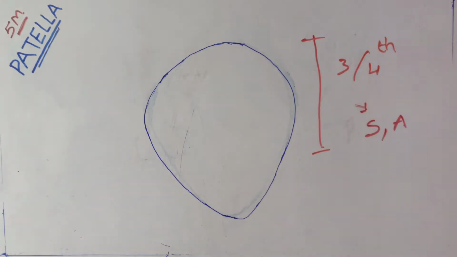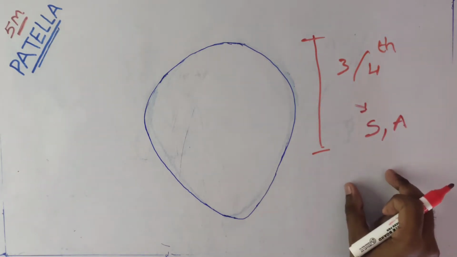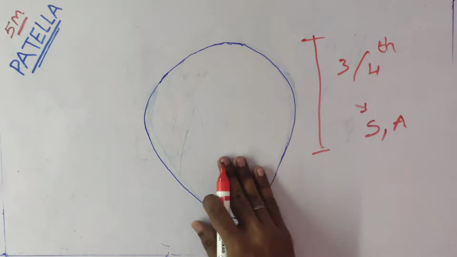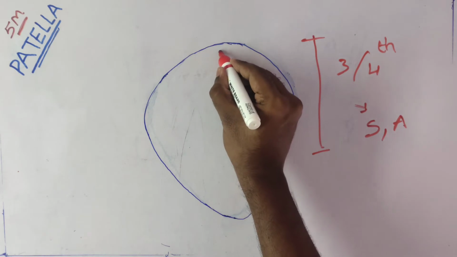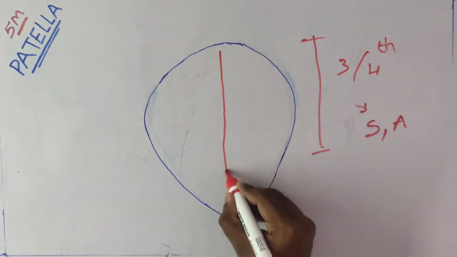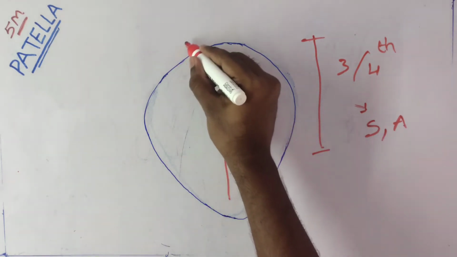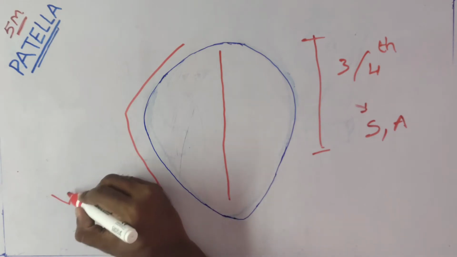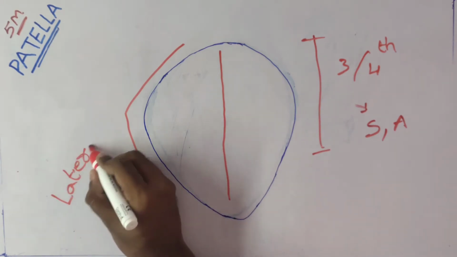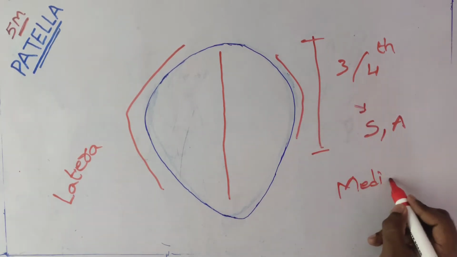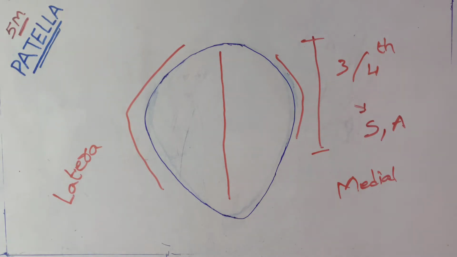The posterior articular surface is divided by a vertical ridge. This is the vertical ridge, dividing it into a larger lateral and a smaller medial area. See, this is the larger area, so it is the lateral side, and this is the smaller area, so it is the medial side.